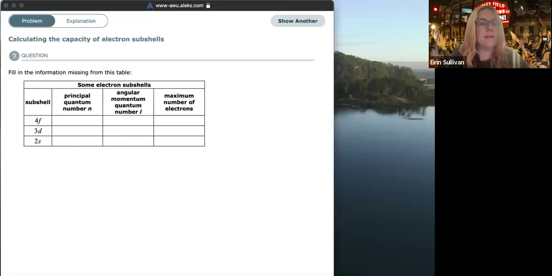Calculating the capacity of electron subshells. This is going to test you again on your nl notation. Remember, nl or subshell notation uses the number for n and the letter designation for l, which tells you what subshell you're in. Remember the possible values of l: l can go from 0 up to n minus 1. And the letter designations for l are 0 is s, 1 is p, 2 is d, and 3 is f.